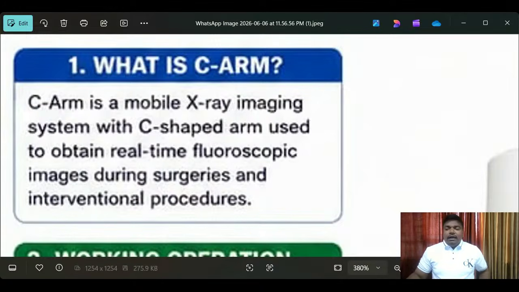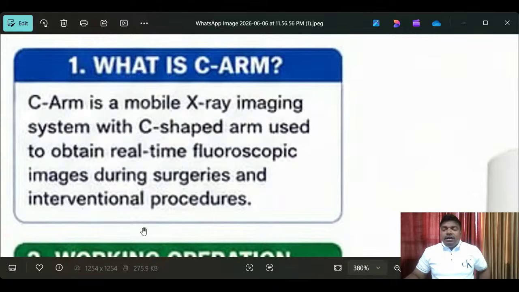Now I'm going to read again. See, what is a C-arm? C-arm is a mobile X-ray imaging system with a C-shaped arm used to obtain real-time fluoroscopic images during surgeries and interventional procedures. I will tell you what the procedures are. Let me finish one by one, every point is very, very important. That's why I'm going to explain and show you the practical way. Write notes, because learning is very important. I have prepared all things, and based on my experience this is what I'm going to give you.